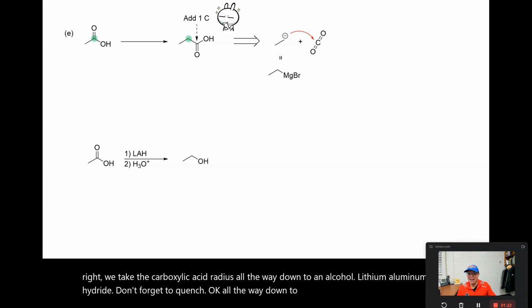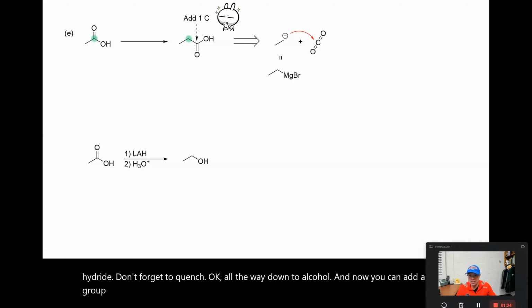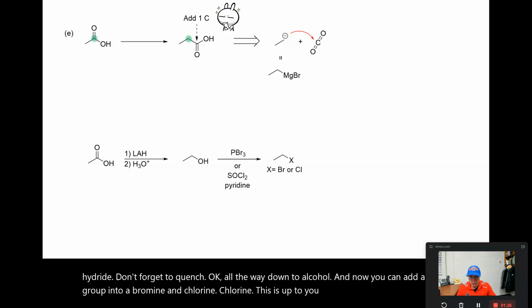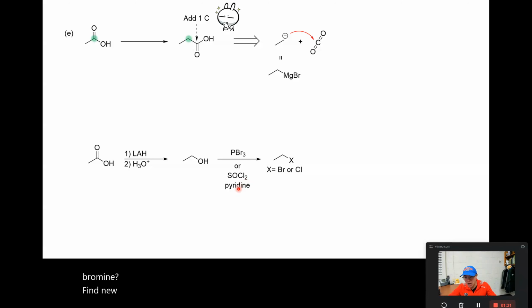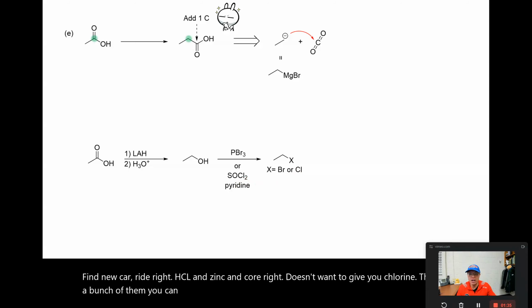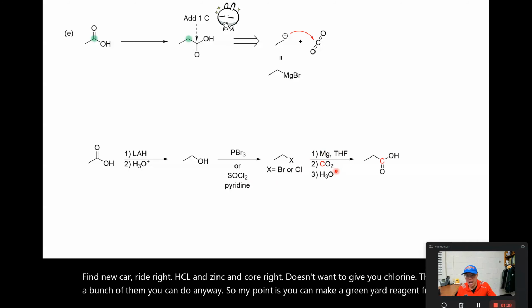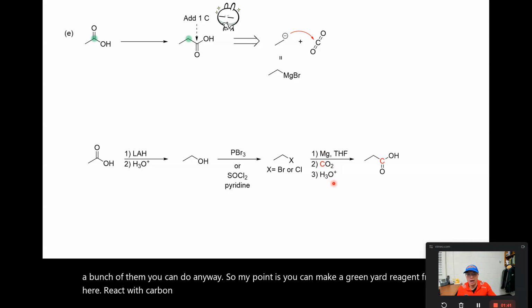Now you can add a leaving group, bromine or chlorine. This is up to you. HBr or PBr3 will give you bromine. Thionyl chloride, or HCl and zinc chloride, will give you chlorine. There's a bunch of them you can do. Anyway, my point is, you can make a Grignard reagent from here, react with carbon dioxide, add acid. There we go. That's the product.